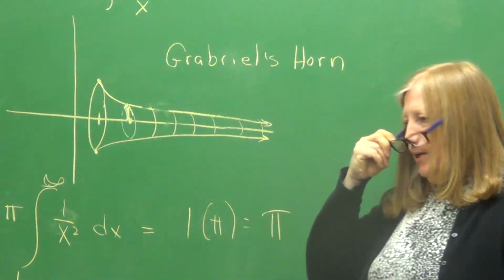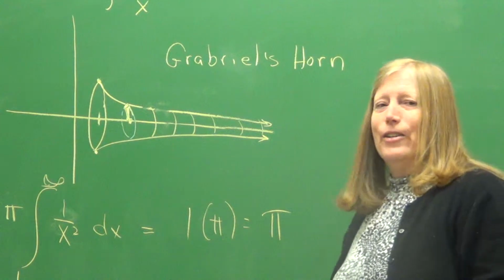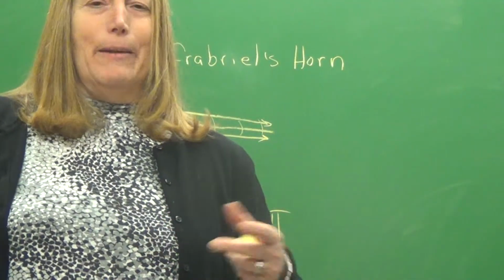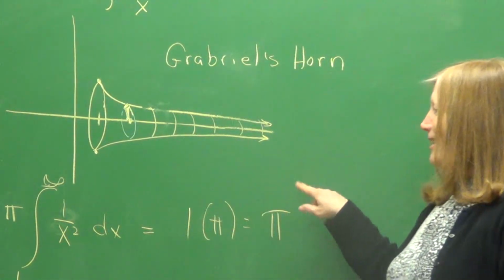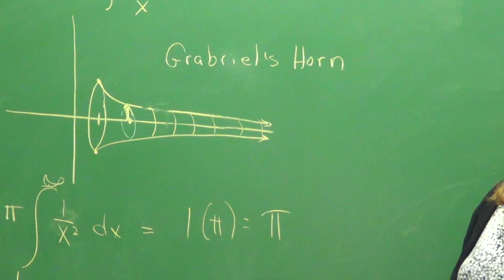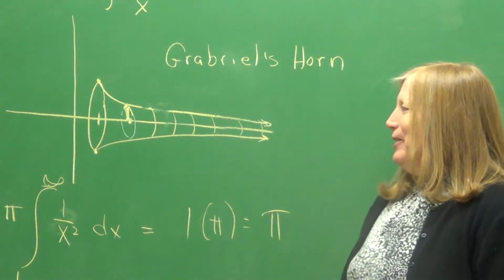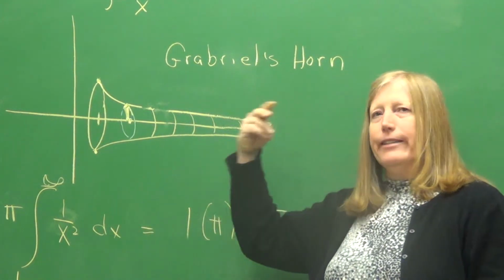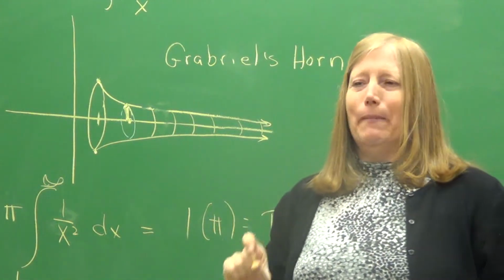So if I was to take this infinitely long horn, could I fill it up with a certain amount of, say, paint? If I poured paint into this horn, could I fill it up? I could. This is how much paint I need: pi pints, pi quarts, pi gallons. Whatever unit we're working in, I need pi of this. So it's mind-boggling that I can fill up this infinite structure with a finite amount of paint.